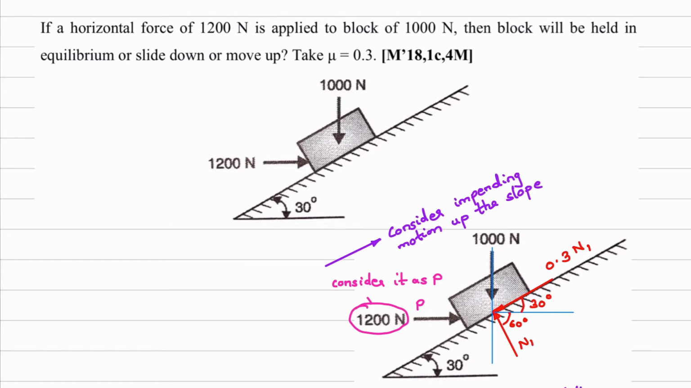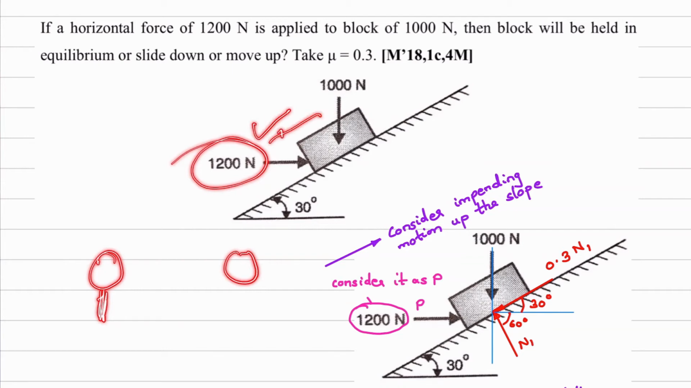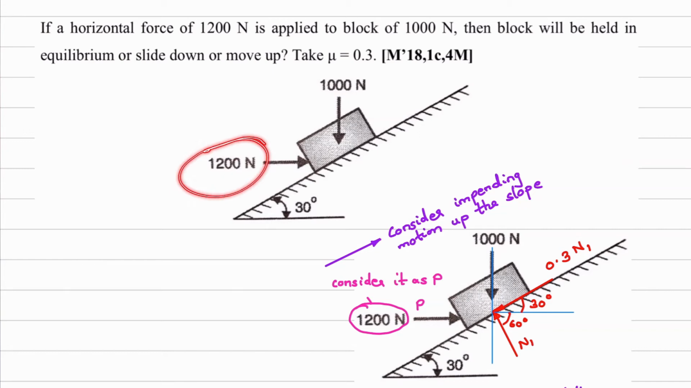Now the given P value we have to compare with the minimum P and maximum P. If the given P value is greater than the maximum P, it means the block will move in the upward direction. If the given P is less than the minimum value, it means even though effort is applied, the block will move down the plane. And if the given value is in between the minimum and maximum, it means the body is in equilibrium.